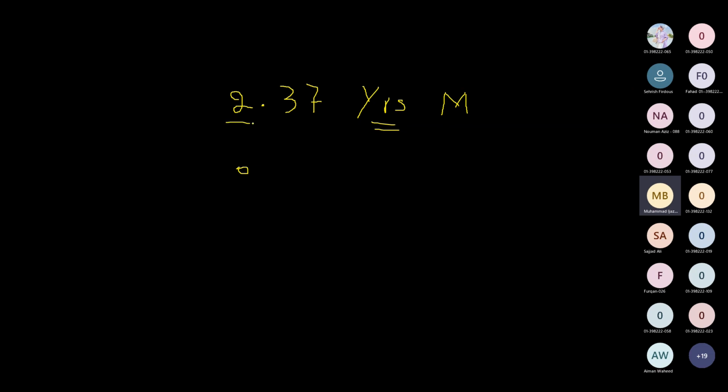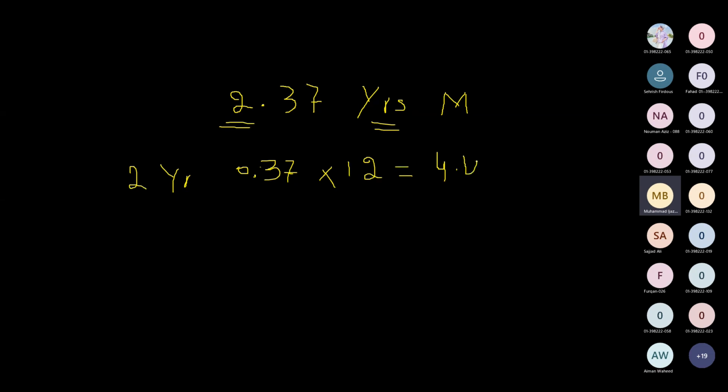Okay, so how would you calculate years and months? 2 years, and then what? 0.37 multiplied by 12. Why 12? Because there are 12 months in a year, right? Per month. So, can someone tell me what it would be? 4.44. Now, 4.44 months, right? So, 2 years and 4.44 months.